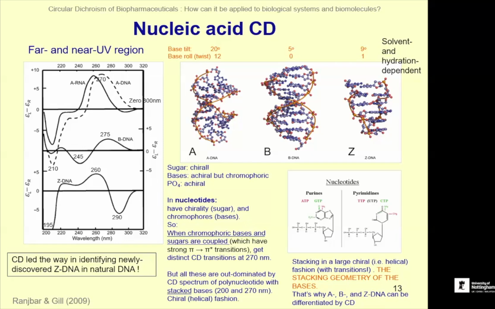Again, you can do ligand binding studies and look at the effects on all 3 conformations. So it's actually the stacking geometry of the bases which is important for the CD spectrum. That's why they're different.